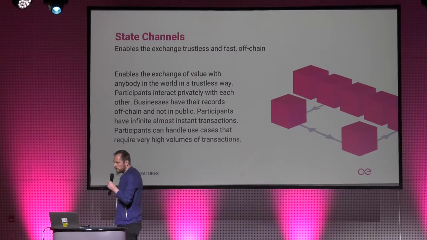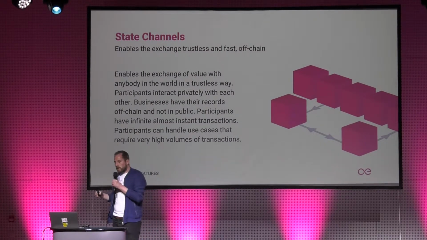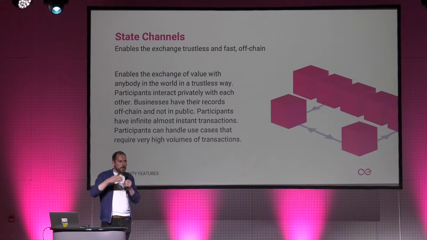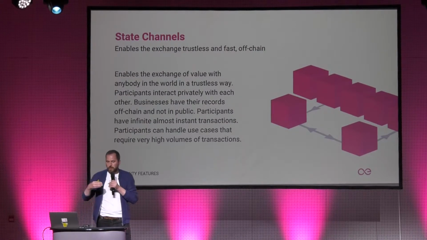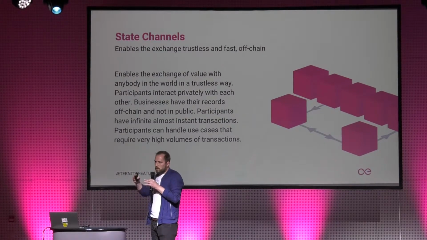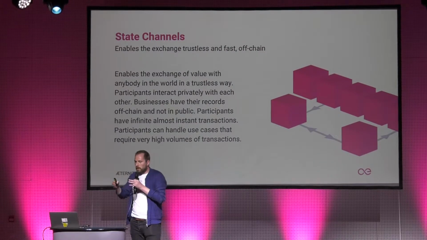State channels. So a lot of transactions need to be in the chain and visible for everyone. But very often you have the use case that you need transactions with a really high volume, and it would be way too expensive to have all these transactions on chain. So Eternity features a mechanism that allows you to just save the agreement that you want to do transactions with someone up to a certain amount on the chain itself, and then do all the transactions off chain. As long as both participants agree on it, everything is fine. If not, you can always go back to the chain and escalate the process there.